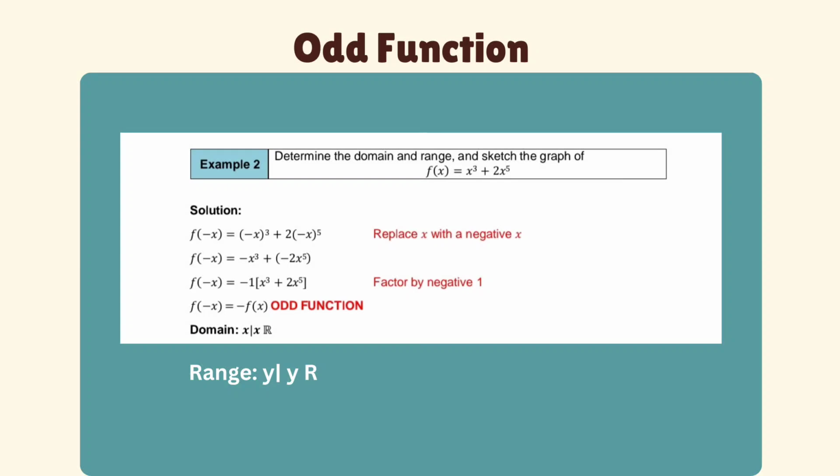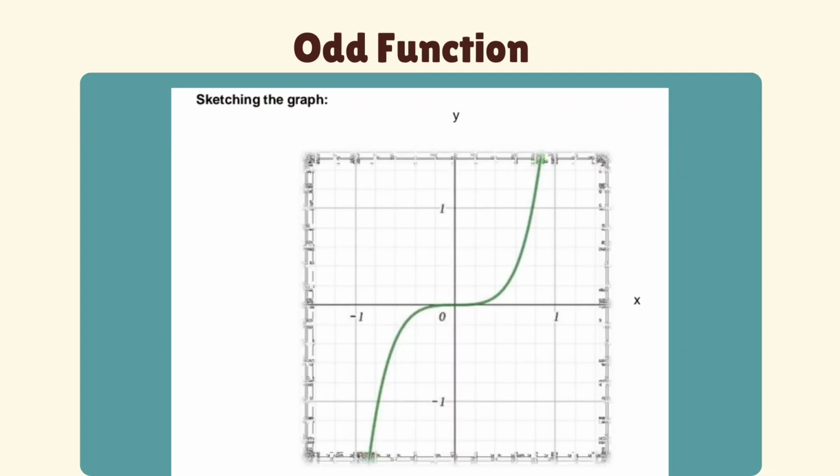So, therefore, it is an odd function because f of negative x is equal to negative f of x. So the domain is x such that x is a real number, and the range is y such that y is a real number. So now, this is the form of the graph.